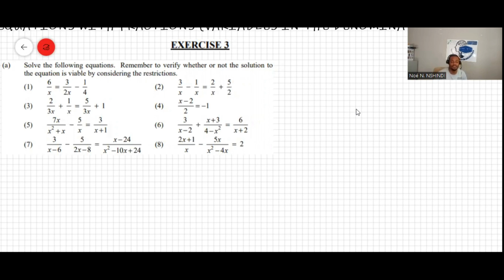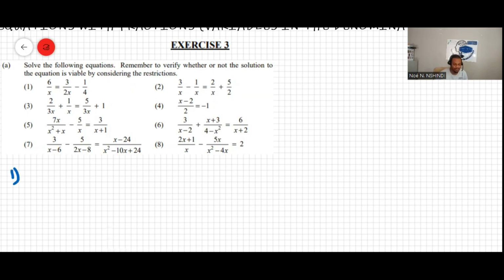Remember to verify whether or not the solution is a solution to the equation. I think that's what they meant by considering the restrictions. Now, let's start with question 1.